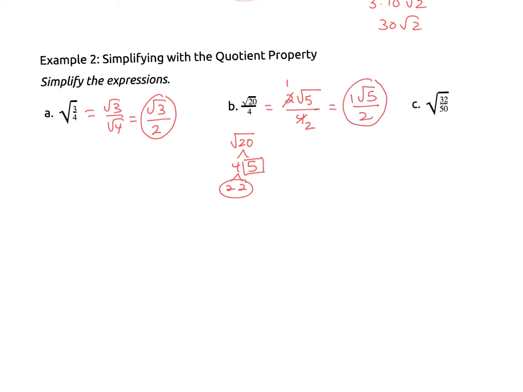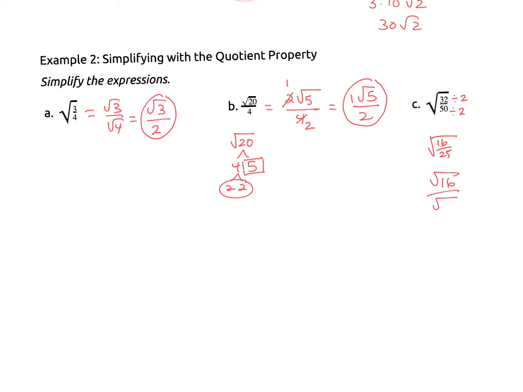And that would then be my final answer. The last one, we're really happy because the whole fraction is under the square root, and I can see that the top of this can be divided by 2. The bottom can also be divided by 2. So this radical can be simplified into square root of 16 over 25.